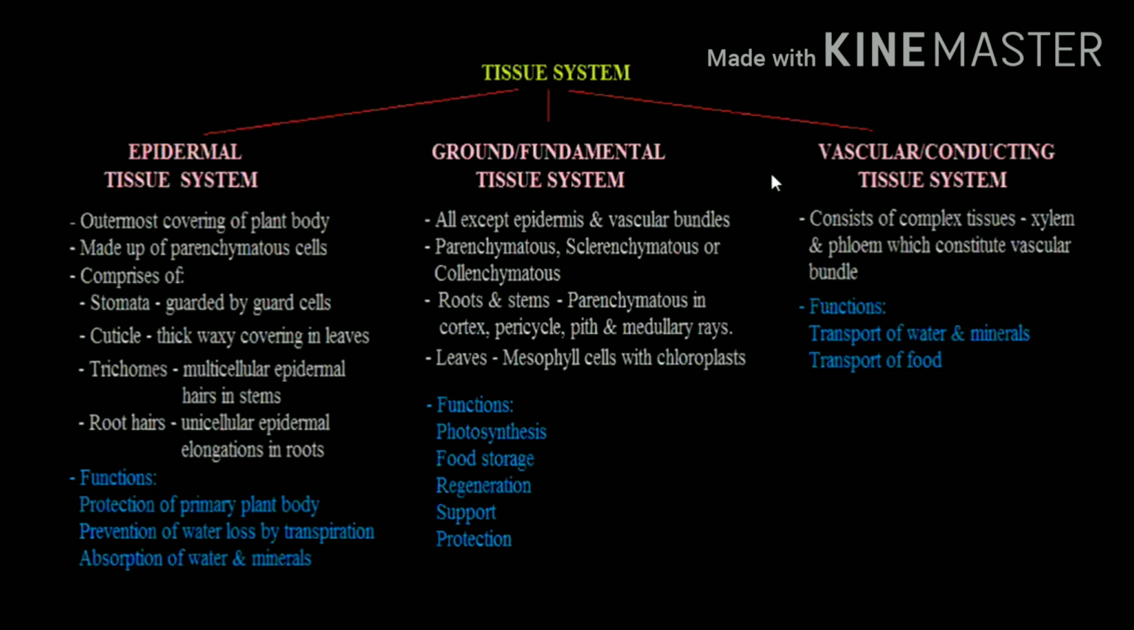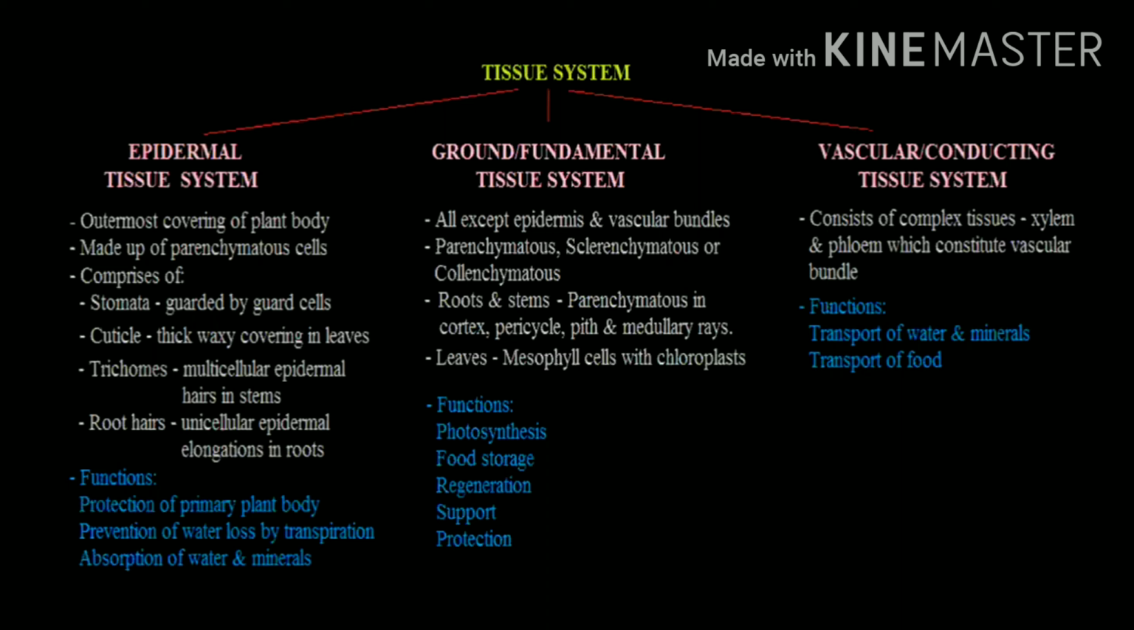Moving on to the third system, the vascular or conducting tissue system, which is made up of two complex tissues, xylem and phloem, which constitute the vascular bundle. The functions are transport of water and minerals, which is the function of xylem, and transport of food and organic solutes, which is the function of phloem. So that is about the tissue systems in plants.